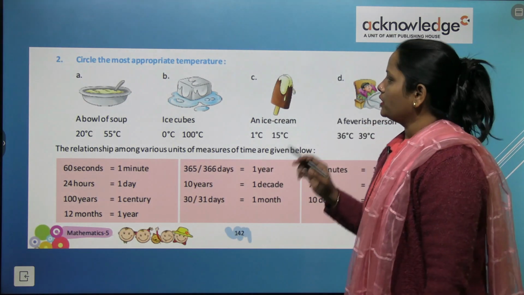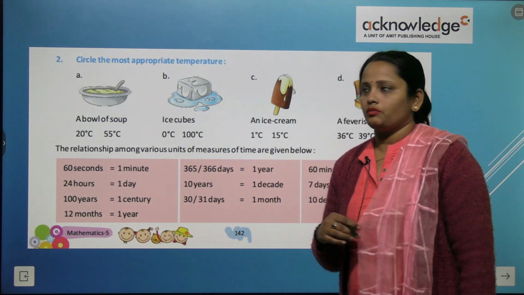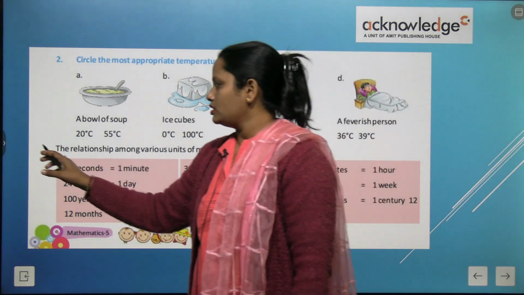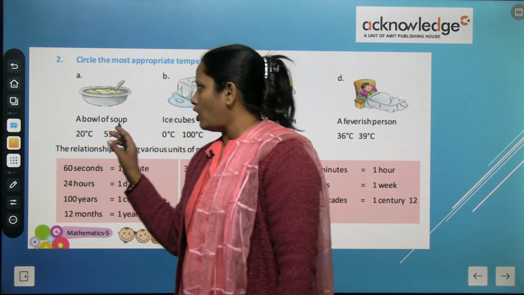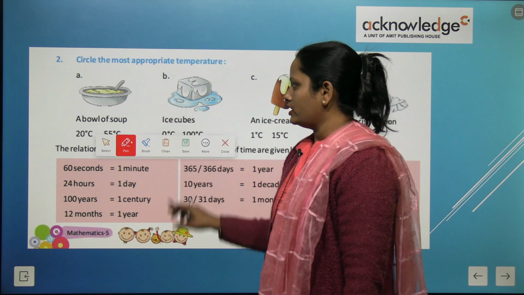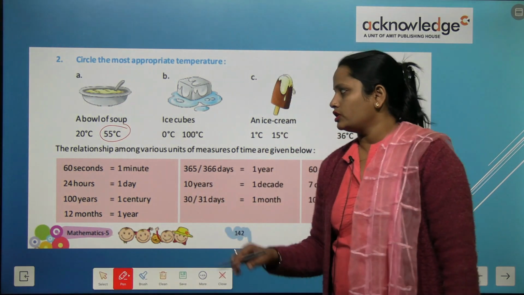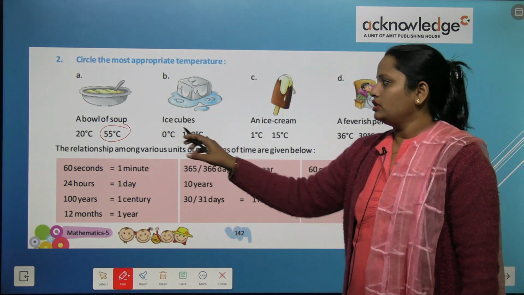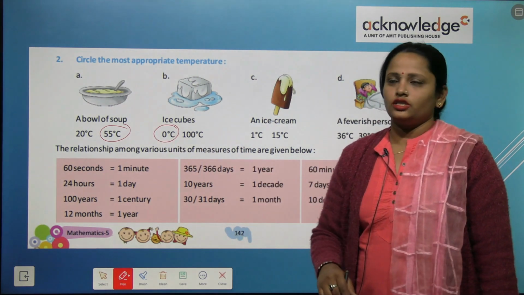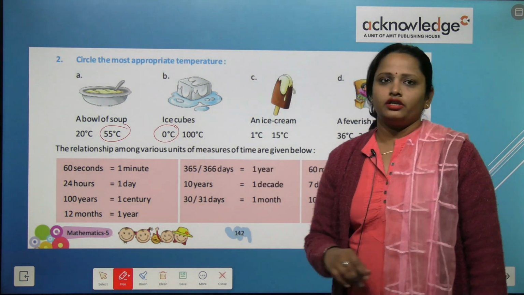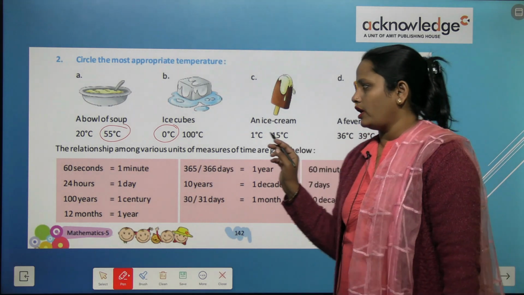Circle the most appropriate temperature. Here you have to circle the temperature which is appropriate. So here you can see there is a bowl of soup and soup is always hot. So this is the temperature of the soup. Now ice cube is at 0 degrees Celsius. On 100 degrees Celsius it will boil.